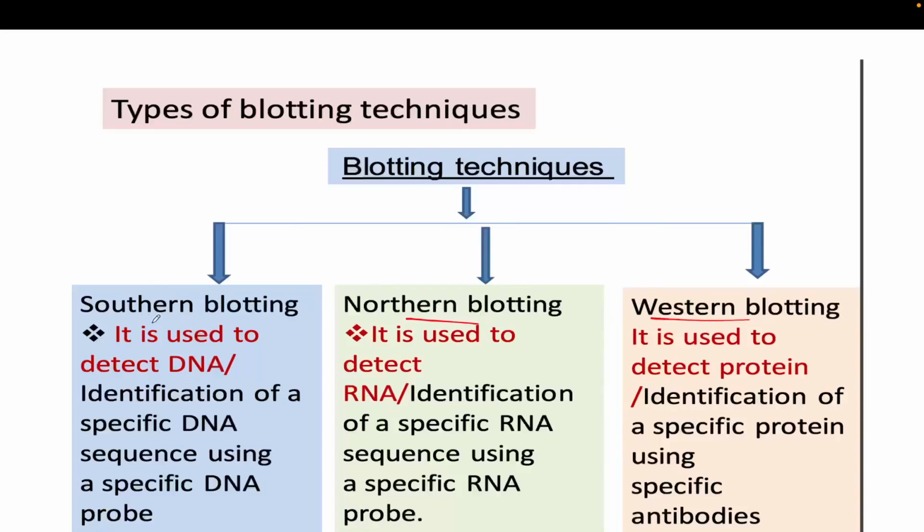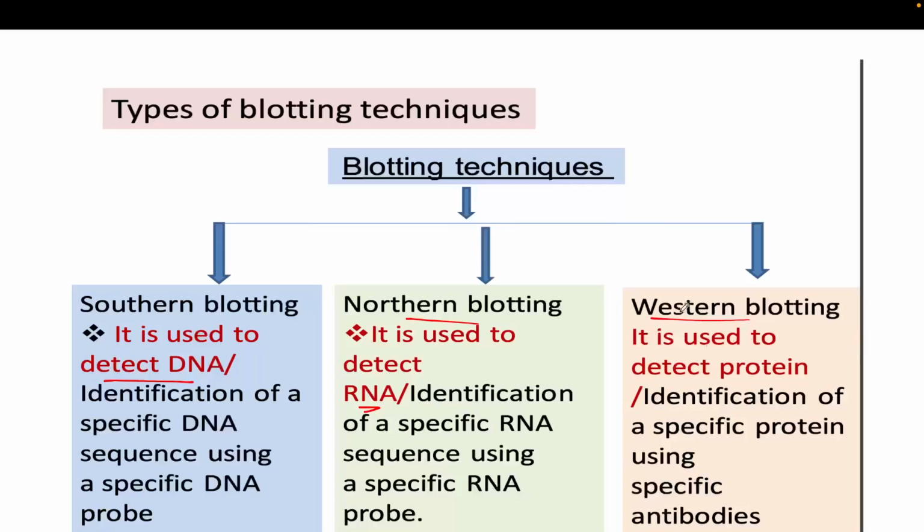Southern blotting is generally used to detect DNA. It is the identification of a specific DNA sequence using a specific DNA probe; you detect the DNA using the specific complementary DNA probe. Northern blotting is used for RNA, for the identification of a specific RNA using a complementary RNA probe.